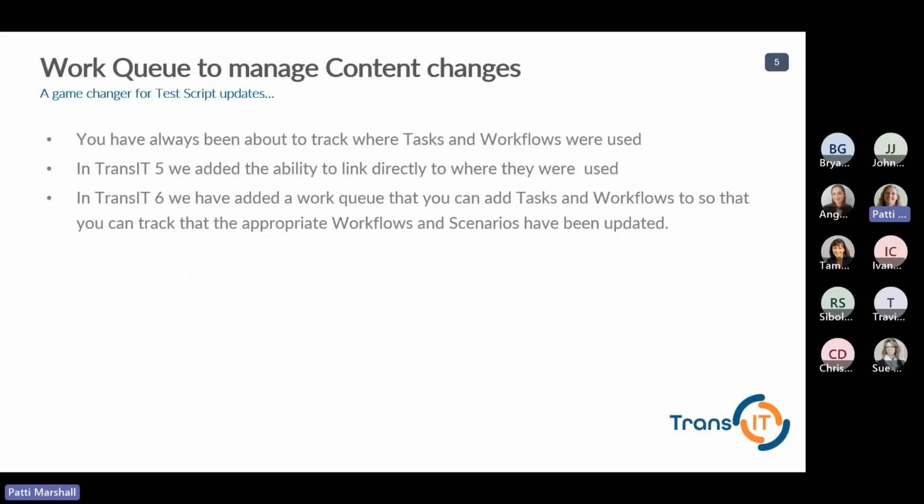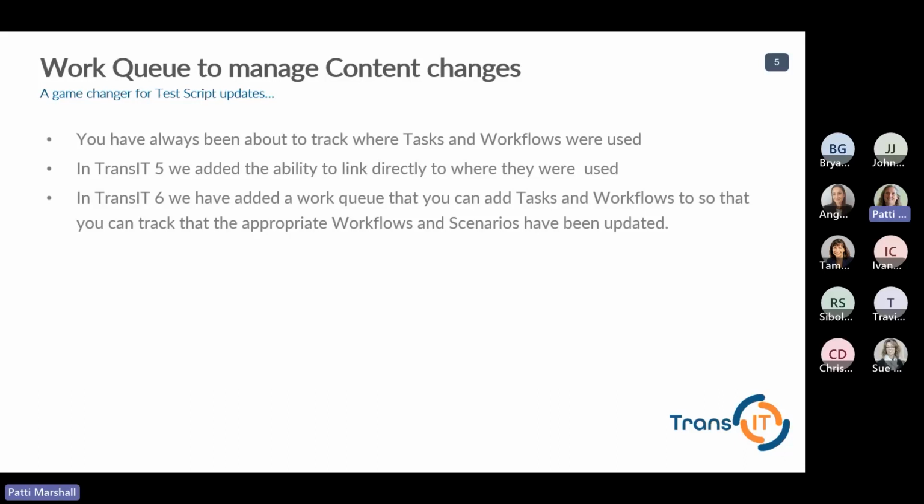The other thing I'm going to show then is the work queues. And like I said previously, you've always been able to track where tasks and workflows are used. On the tasks page, it has always shown you where tasks were used in either workflows or scenarios. And on the workflows page, it's always shown you where workflows were used in a scenario. But it used to just be a list.